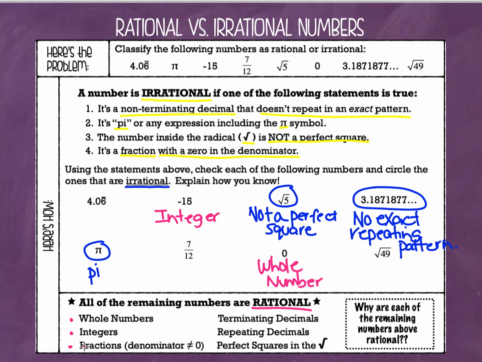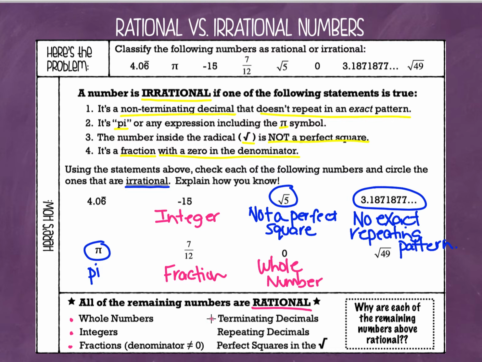Next, we have a fraction, right? Fractions are rational as long as the denominator does not have a 0 in it. So 7/12 is a fraction. The denominator does not have a 0. So it is rational.